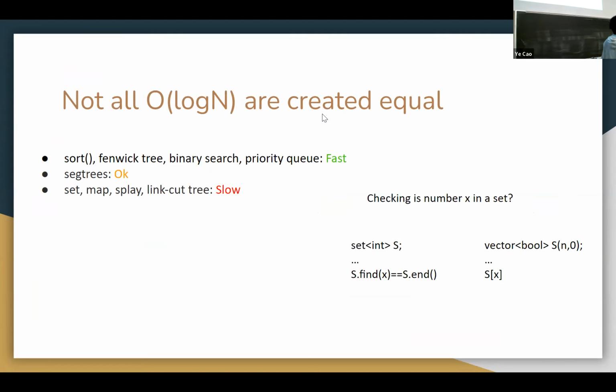Similarly, not all log n's are created equal. The log n that comes from sort, Fenwick tree operations, binary search, priority queue tends to be the fast log n out there. Segment trees are okay, they're still rather fast. The log n from set, map, and the later two, which I will talk about later, are really slow. I'm not trying to say avoid them when possible. You just have it in your mind that these are on the slower side of log n.